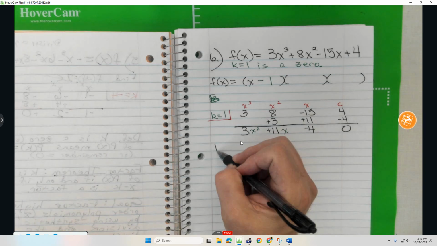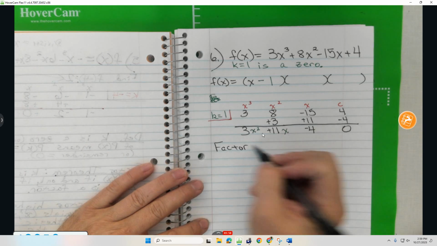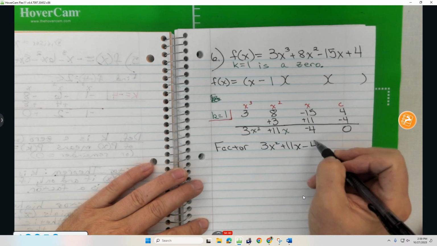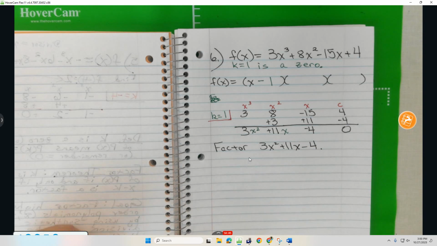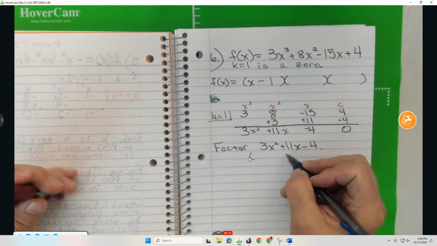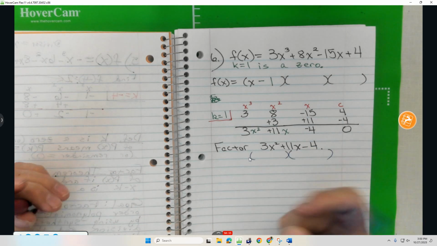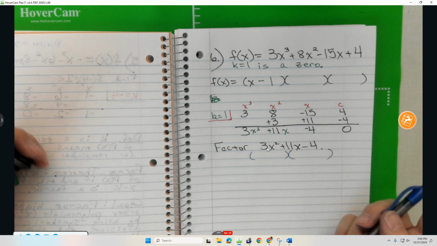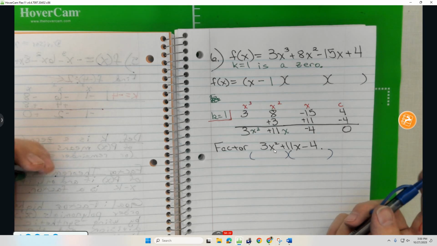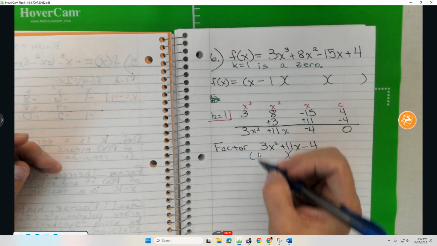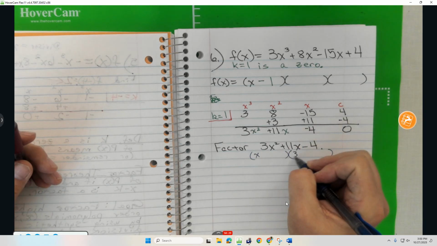Now we need to factor 3x squared plus 11x minus 4. Now is that something we factored this semester? Something like that. Yeah, it has an x squared in it. We need two sets of parentheses. 3x squared, well, that's pretty nice. There's only one pair, really, that could give us a 3: 1 times 3, so 1x times 3x.